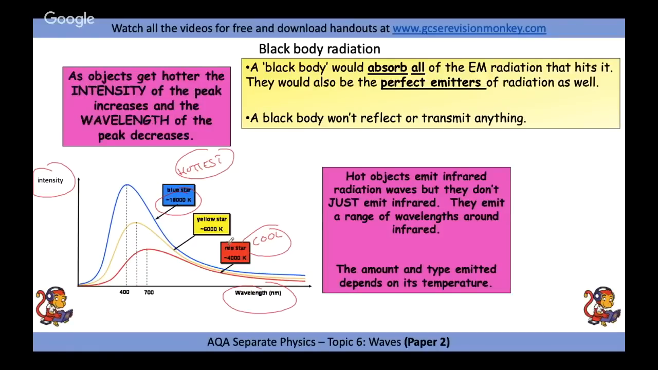Now, what do you really need to know? You need to know that as objects get hotter, the intensity of the peak increases. As in, when objects go from cool to hot, the peak intensity goes up. And you also need to know that the wavelength of that peak decreases. So here's the peak wavelength when it's cool, here's the peak wavelength when it's warmer, and here's the peak wavelength when it's at its hottest. So the wavelength of the peak goes down, the intensity of the peak goes up.